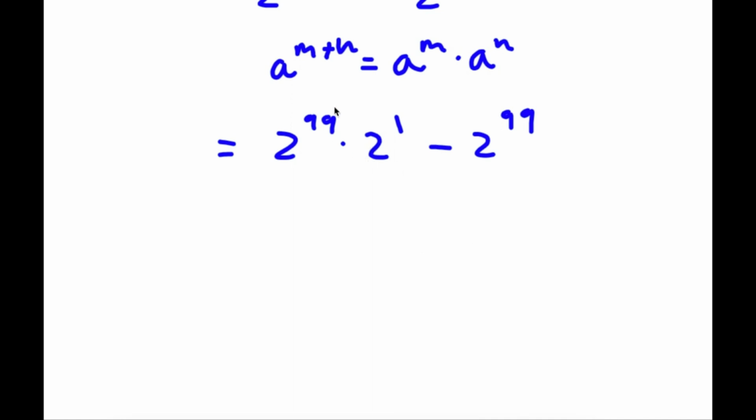So now, because both these terms have 2 to the power of 99, if I factor out 2 to the power of 99, I get 2 to the power of 99 times 2 to the power of 1, since 2 to the power of 99 times 2 to the power of 1 divided by 2 to the power of 99 is simply 2 to the power of 1, minus 2 to the power of 99 divided by 2 to the power of 99 is 1. So I have 2 to the power of 99 times 2 to the power of 1 minus 1.